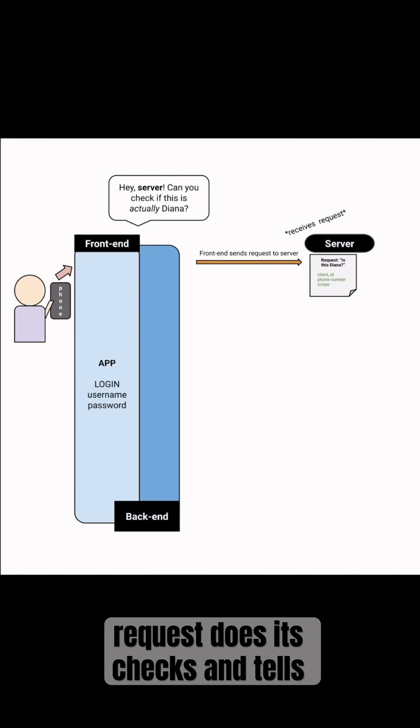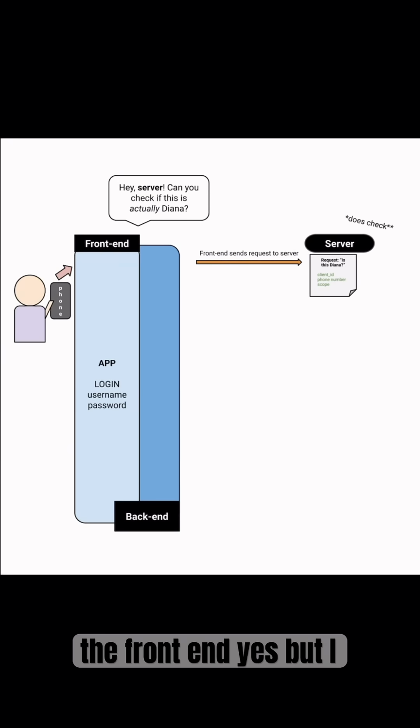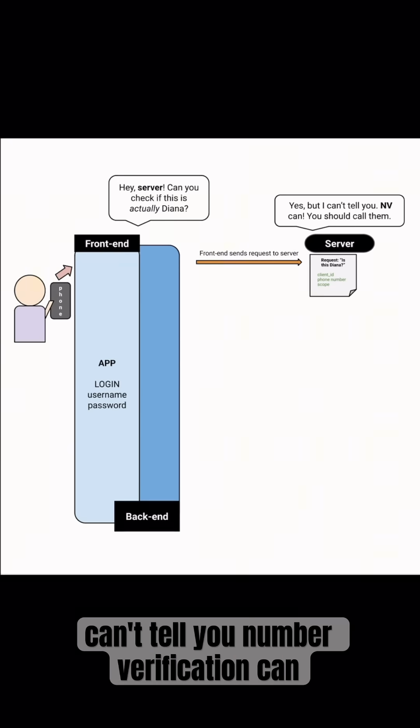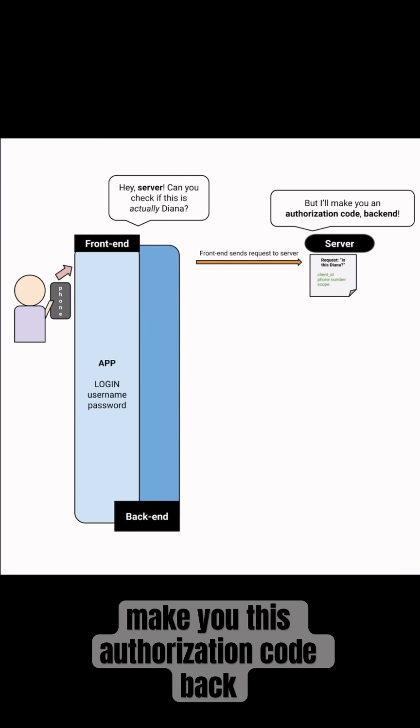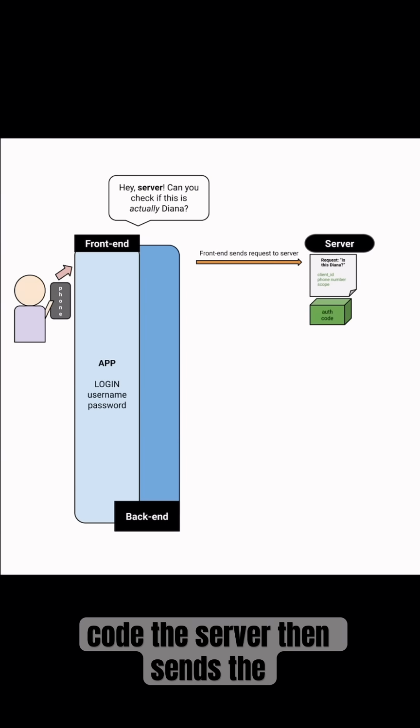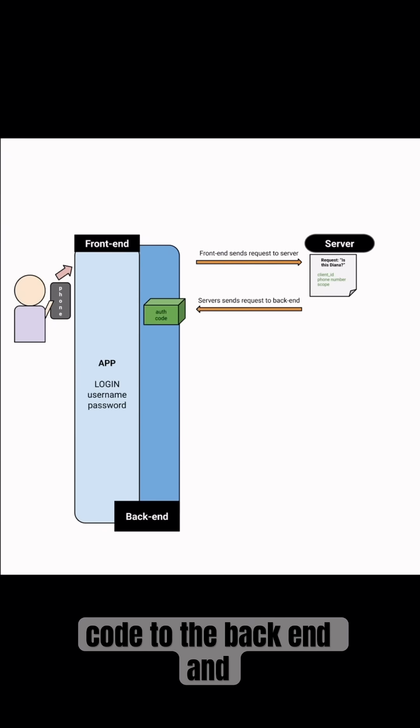The server receives the request, does its checks, and tells the front end, "Yes, but I can't tell you. Number verification can. You should call them. But I'll make you this authorization code backend." Mix code. The server then sends the code to the backend.